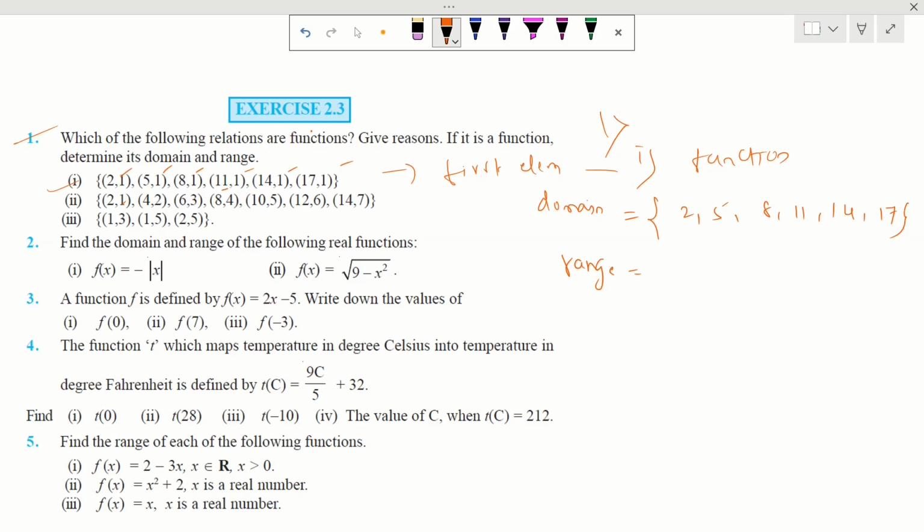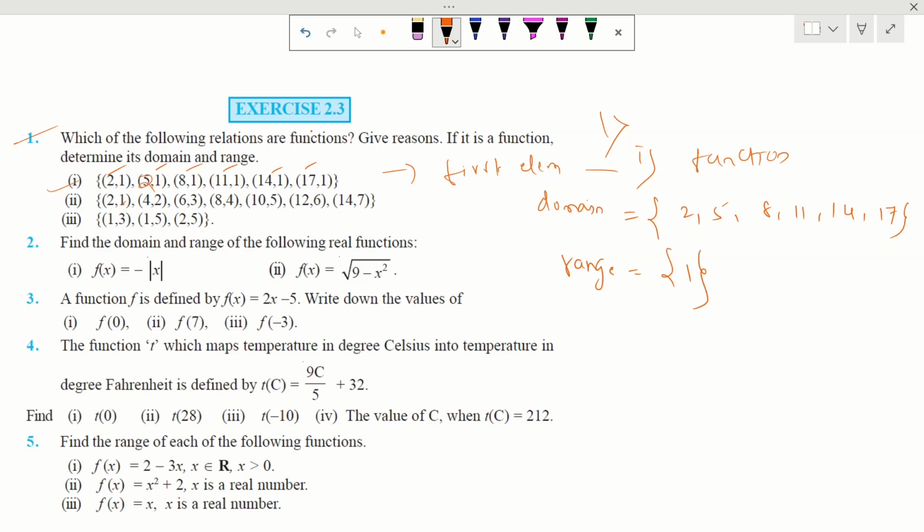Okay, so we are having only one here. One is repeating, therefore the range is only one. A function is about the first element. The first element is not repeating. If 2 is here and then again it is 2, then it is not a function relation.